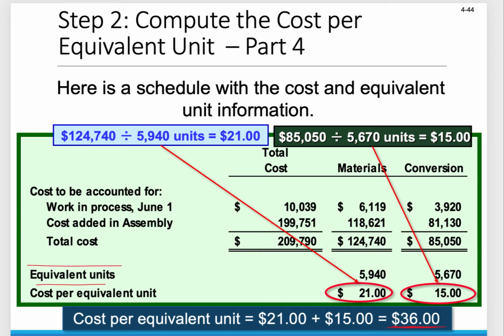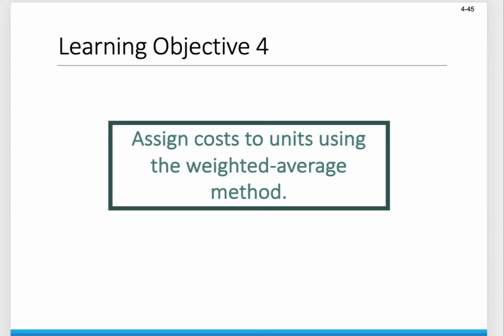So now, the third step. The third thing we need to do is assign cost to units using the weighted average method. Very easy to do. Okay. Very, very simple and easy. Why? Because we already have the numbers, right? We already have the equivalent units. We already have the costs that were added during the period. We already have the equivalent units in ending inventory. We already have the number of units transferred out. We already have the costs associated with them. All we have to do in this step is just put everything together. It's all we have to do.